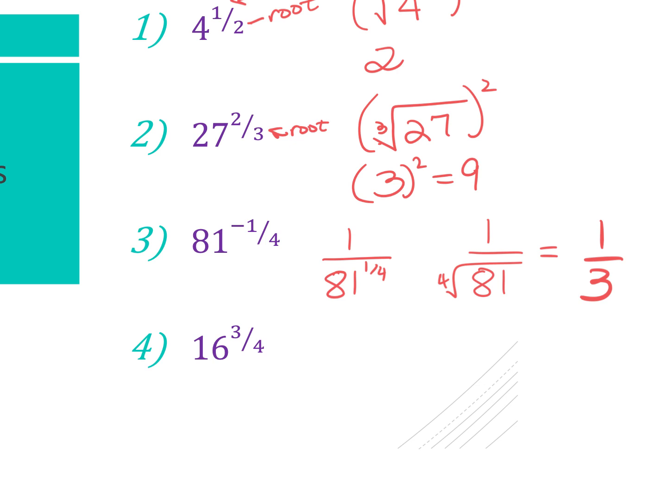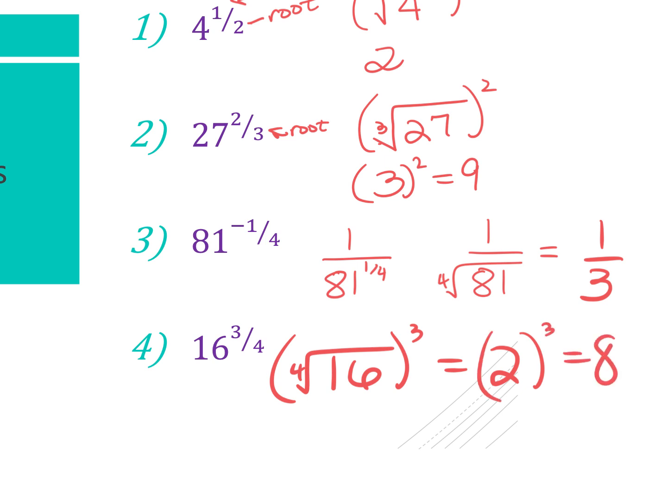For the next one, number 4, we're trying to find 16 raised to the 3/4 power. So again, the root will be 4, and the exponent is 3. The 4th root of 16 is 2. And then I'm going to raise that answer to the 3rd power, and I get 8.